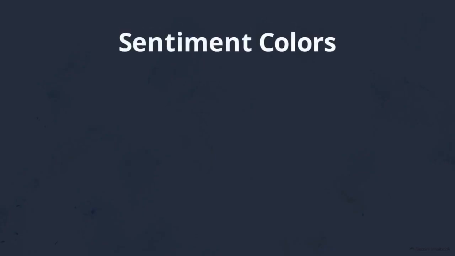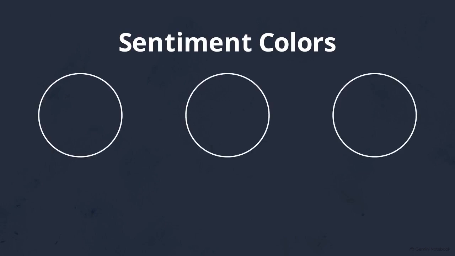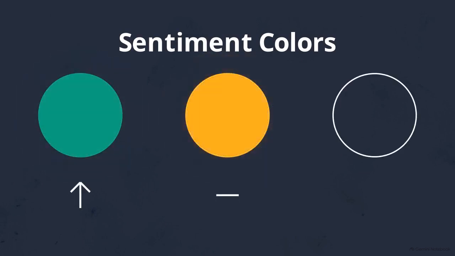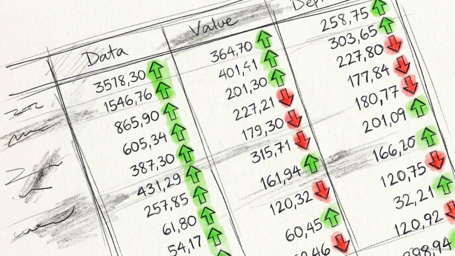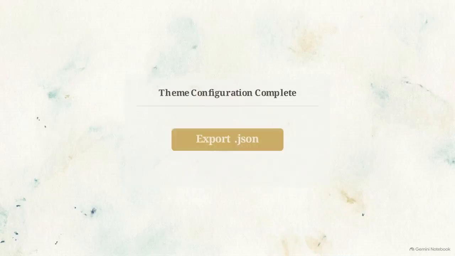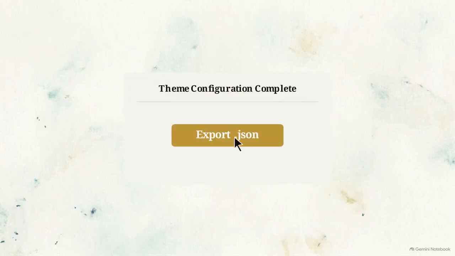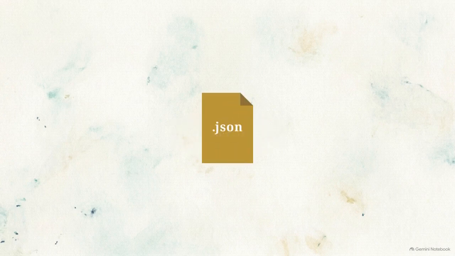You also need to define your sentiment colors. These are the specific greens, ambers, and reds that tell your viewer whether a data point is positive, neutral, or negative. Look at the tables in the live preview panel. Verify that the conditional formatting makes those sentiment colors pop clearly against your chosen background. When everything looks right, click the Export.json button to download your finished theme file.